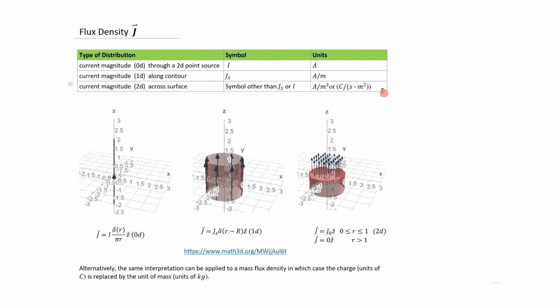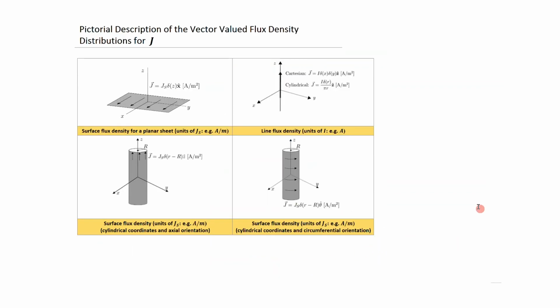Now we've chosen an example here which involves charge in terms of current flux density, but we could also have chosen mass flux density, in which case coulombs would have been replaced by kilograms. All right, so let's look at a couple of examples here. So for instance, if we were looking at current flux density in a plane residing on the xy plane, then this is current flux density in the x-hat direction, and it's a surface current density, so this would be J subscript S, delta(z).